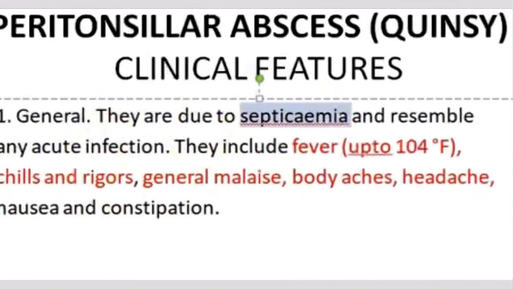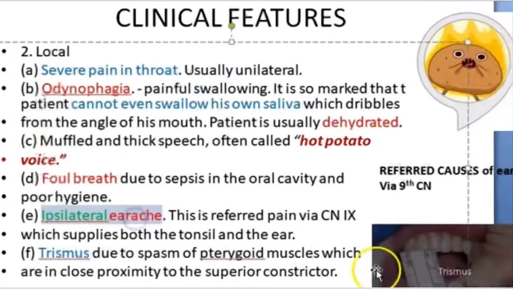Okay. Then let us look into the local features. Locally, near the peritonsillar space and the tonsils, what's happening? There is a severe pain in the throat which is usually unilateral. So we saw that peritonsillar abscess usually is unilateral, so the throat pain is also going to be unilateral. Odynophagia. Guys, odynophagia is nothing but the difficulty in swallowing, the painful swallowing. It is so marked that the patient cannot even swallow his own saliva, which is going to dribble from the angle of his mouth. So the severe pain in the throat is going to be there.